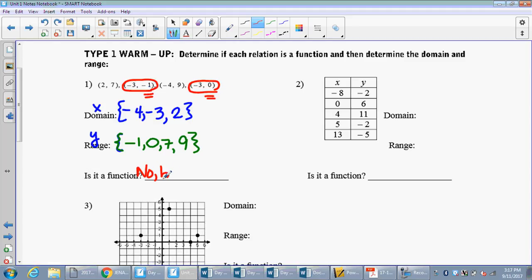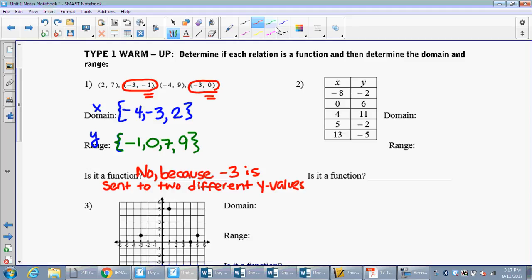So no, because -3 is sent to 2 different y values. Or you could say -3 is sent to 0 and -1. So being very clear with this language that it's because -3 is sent to 2 different y values.